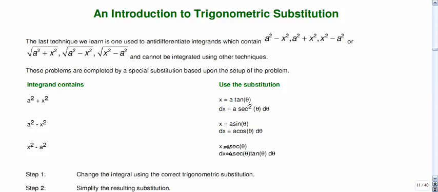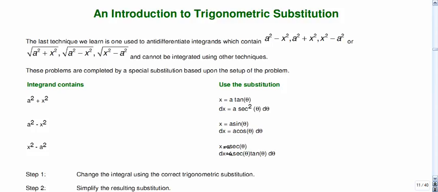Same would be true for cube roots, fifth roots. We will use this, however, to integrate only when other techniques do not work. This technique's a long technique. Most other techniques will be much quicker to do, even if this one is applicable. So these problems are completed by a special substitution based upon the initial setup of the problem.